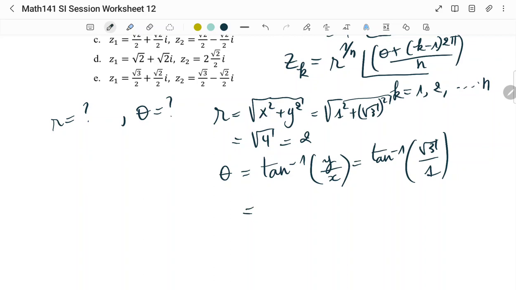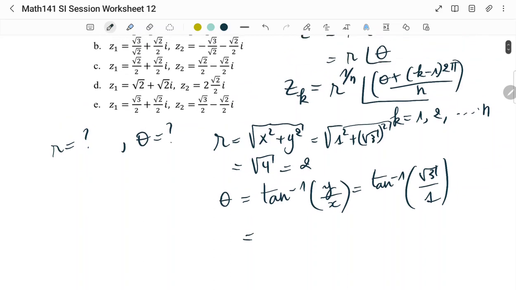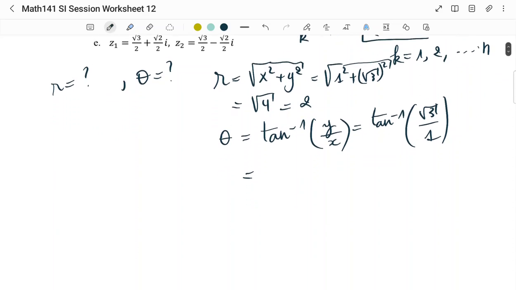So now, what is theta? Well, we know that both x and y are positive. That means that the sine and the cosine of the angle are both positive. And that's the case for the first quadrant. So our angle is in the first quadrant. So now, what angle in the first quadrant has a tan of root 3? Now, if you go through the motions, you'll figure out that that angle is just pi over 3, right?